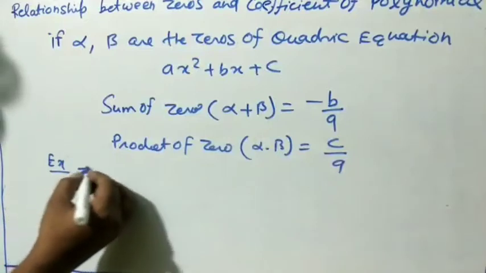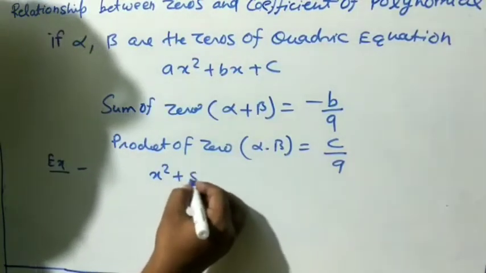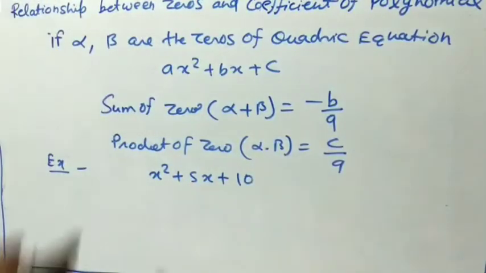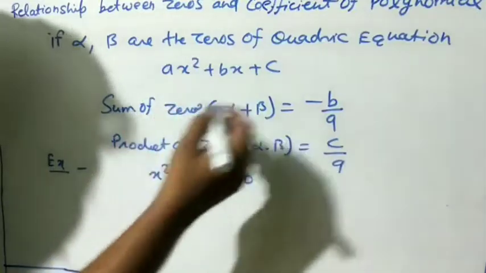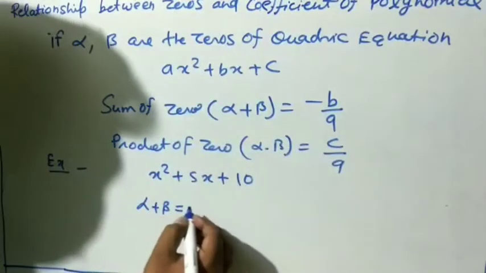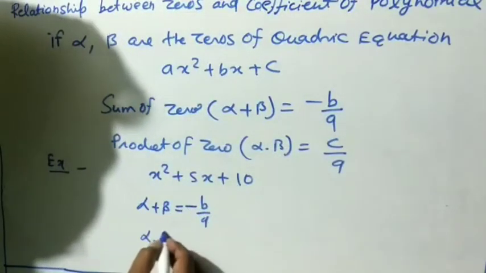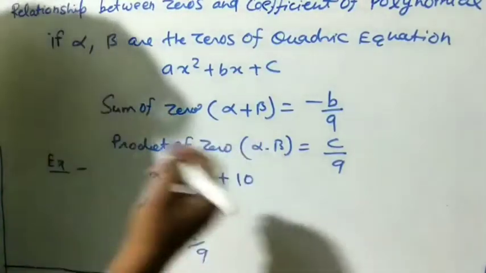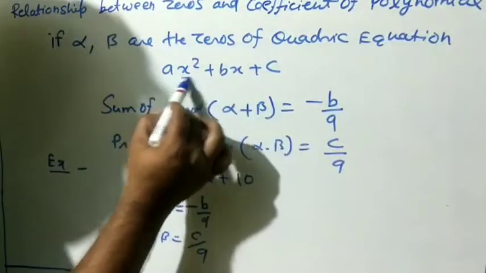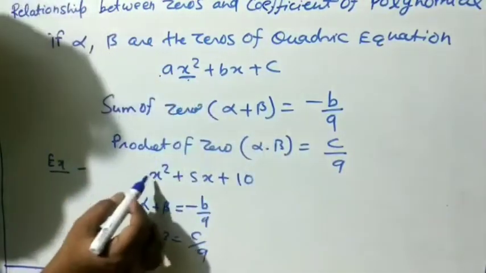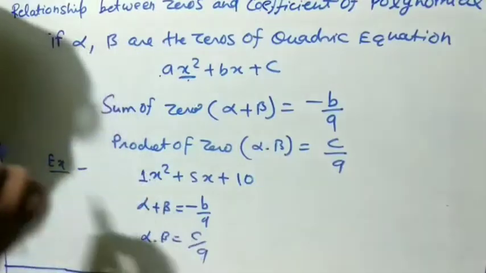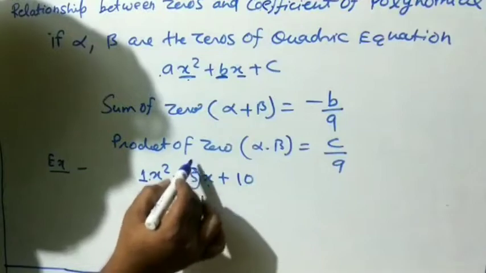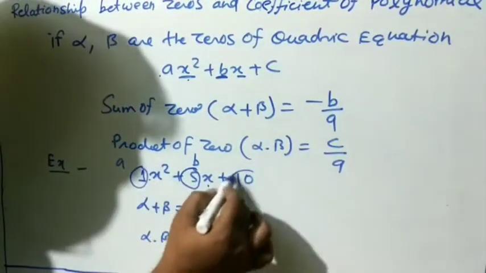Take an example. Suppose x square plus 5x plus 10. This is a quadratic equation, and I'm talking about the sum of roots, alpha plus beta, minus b upon a, and alpha into beta equal to c upon a. You have to apply, but how to compare? Listen, a is the coefficient of x square. Here you can write 1. b is the coefficient of x. This is called b, this is called a, and this is called c.